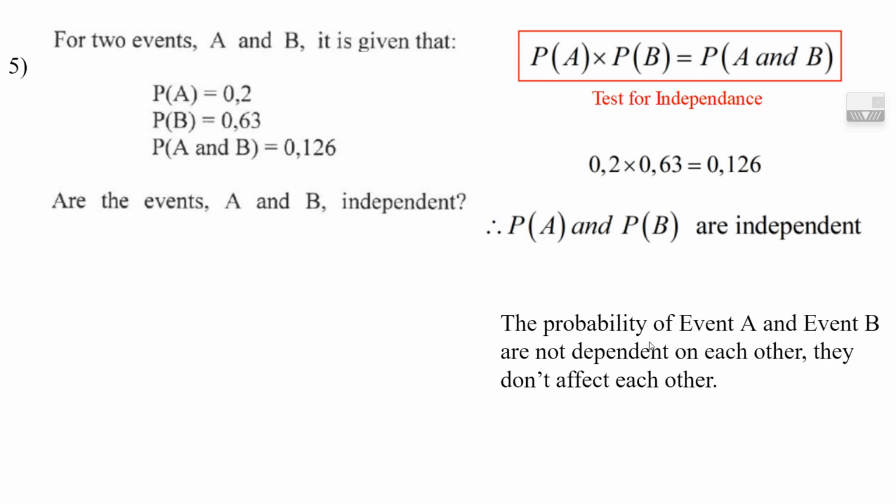The story is, though, the probability of an event A and B are not dependent on each other. They don't affect each other if they're independent. That's the story. One thing doesn't affect the other. Let's try the next one.